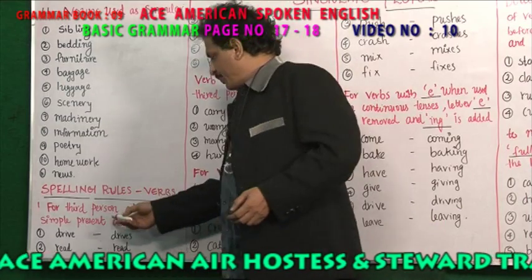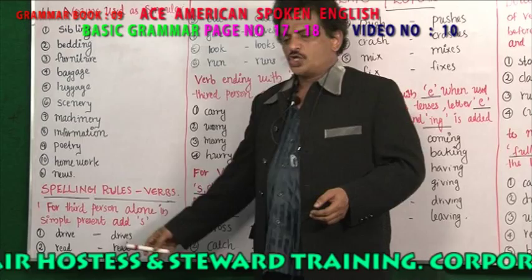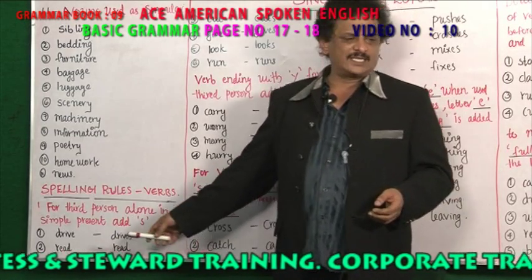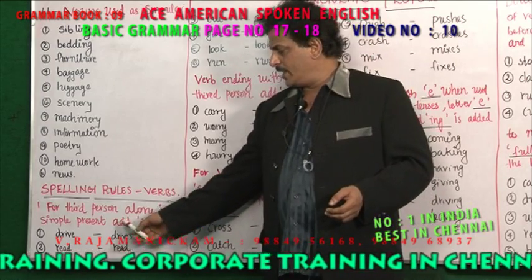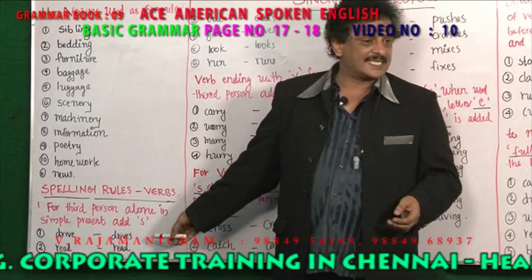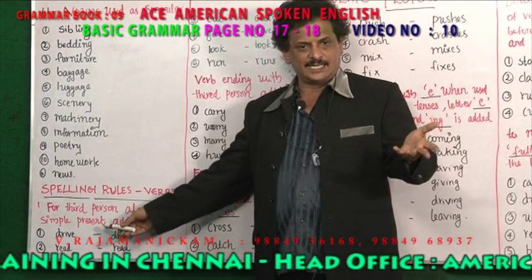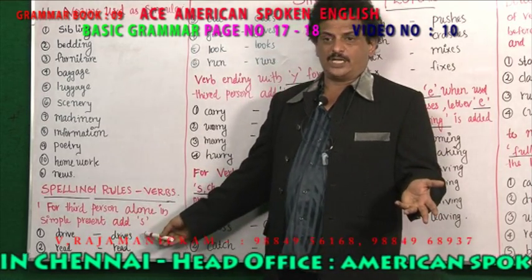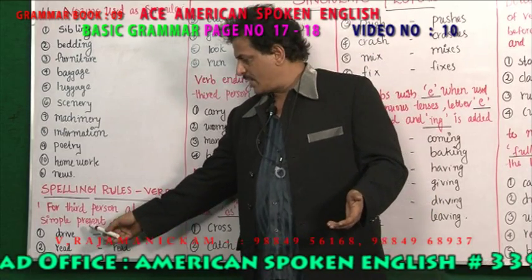Spelling rules. For third person alone in simple present, add s. Drive, drives. What is drives? A noun, you add s, it becomes plural. You add s with the verb, it becomes what? Singular, right? You add s with a noun, girl, girls. Girls becomes plural. You add s with a verb, it becomes singular. So drive, drives. Drive is a verb.